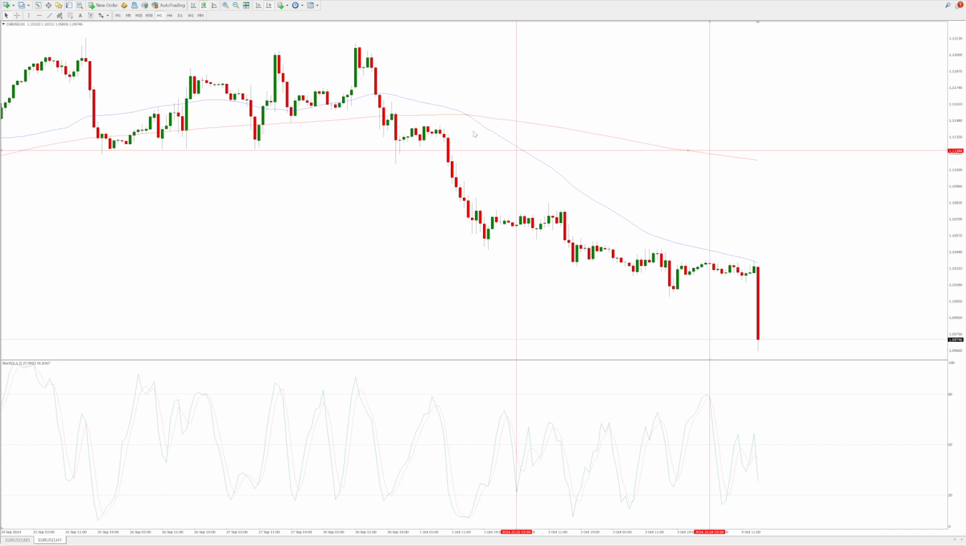So basically with the death cross, anytime the 50 moving average is below the 200 moving average, we're going to look for a sell trade. And we're going to want to use price action, support and resistance, and other indicators for timing entry.